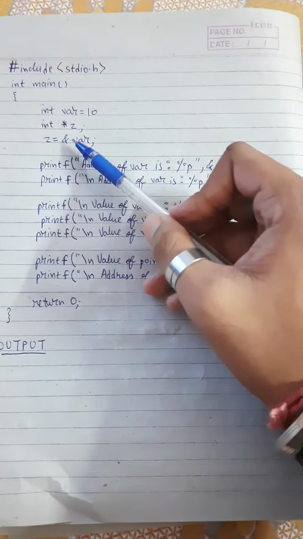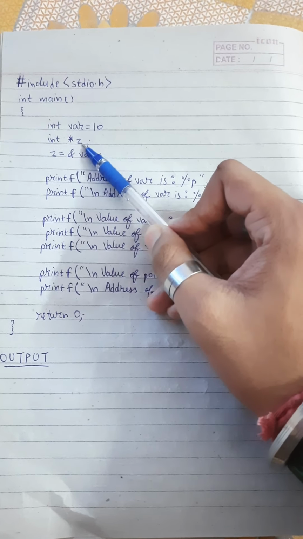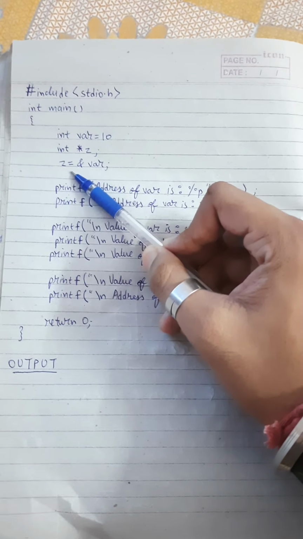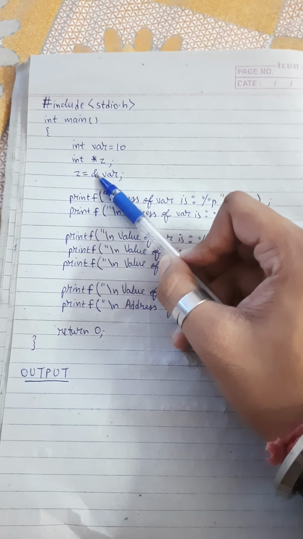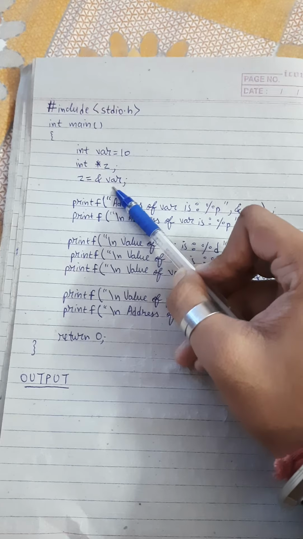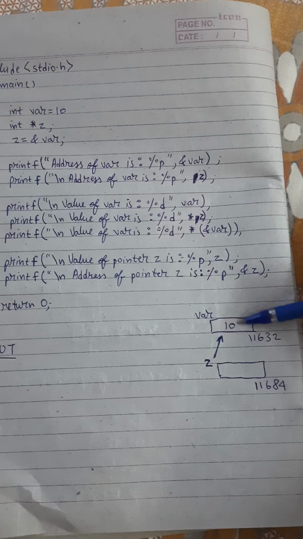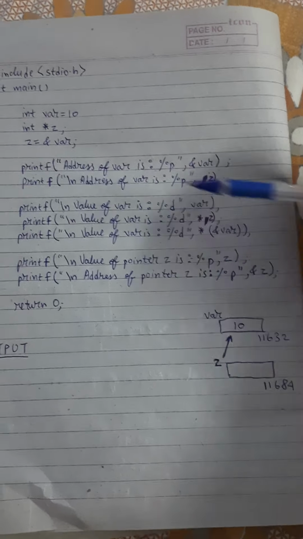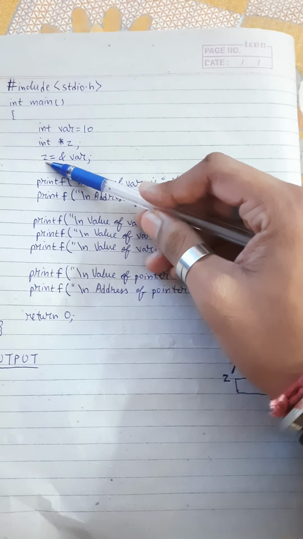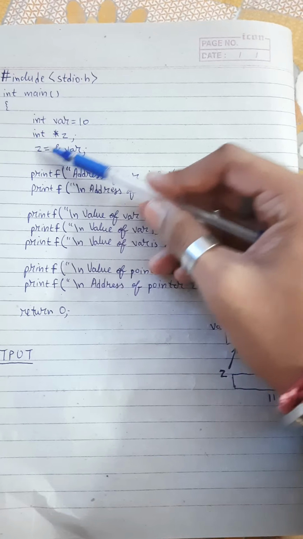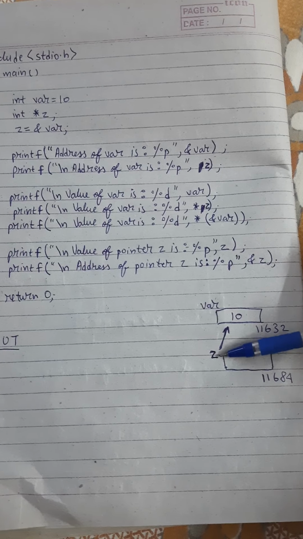Next we encounter a declaration statement where a pointer is declared, and the pointer name is z. Next we are storing, see here the ampersand sign, this is basically the address of operator. So address of var, which means var is denoting this box which contains the value 10. Its address is 11632. So z, since z is a pointer, will store the address of var.